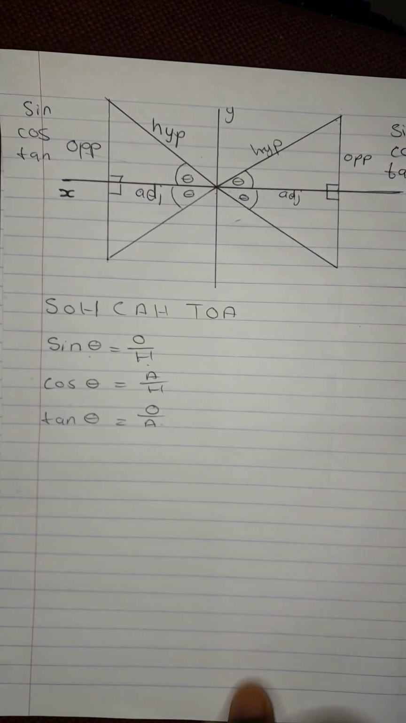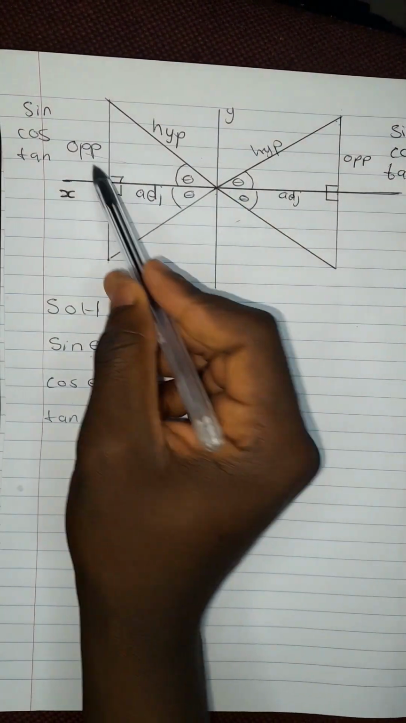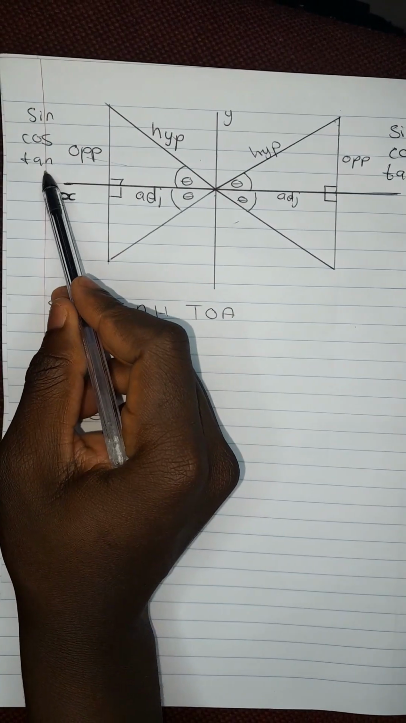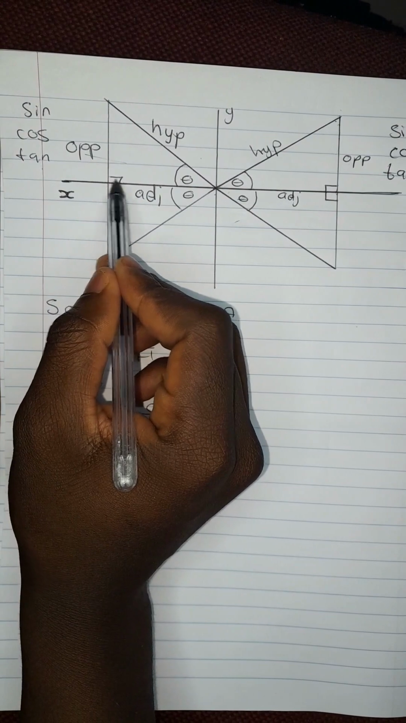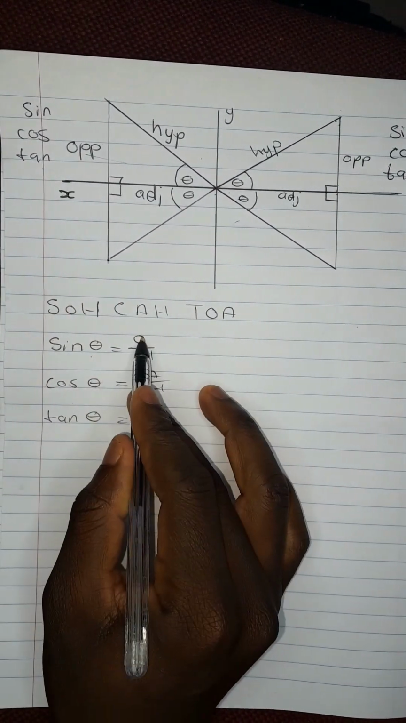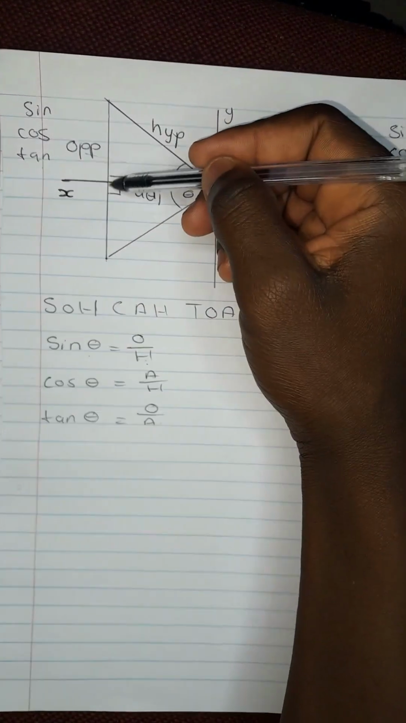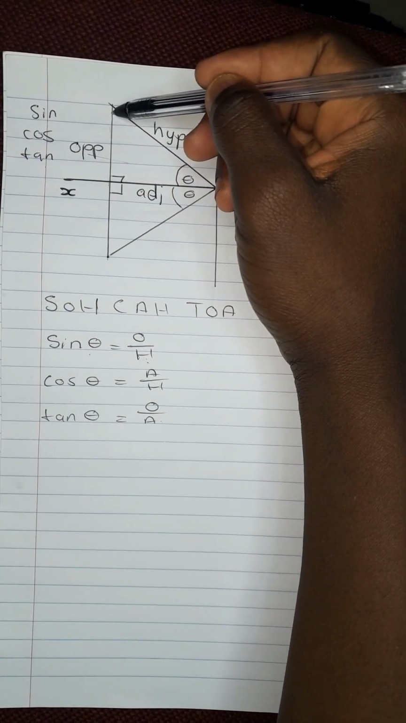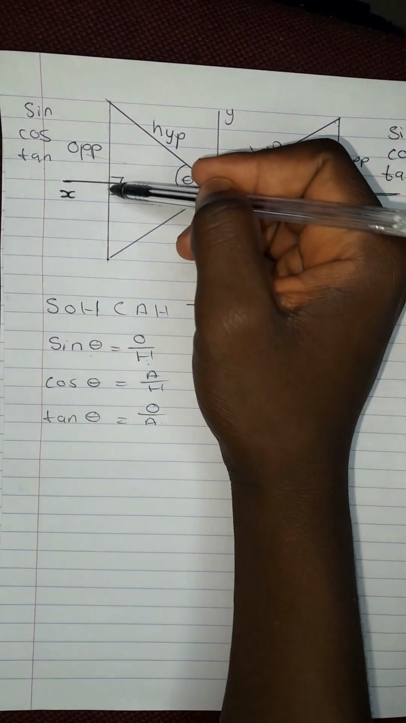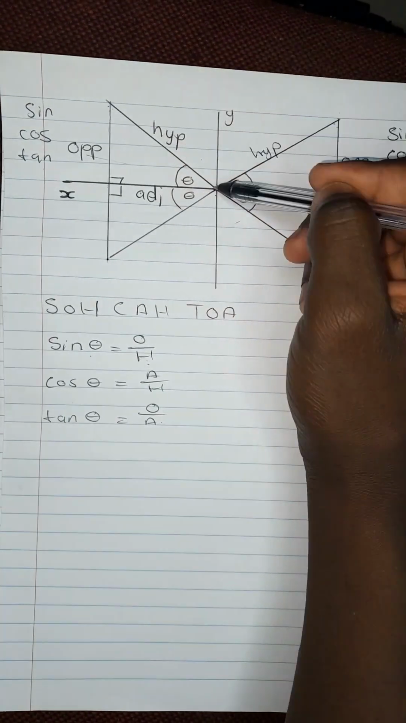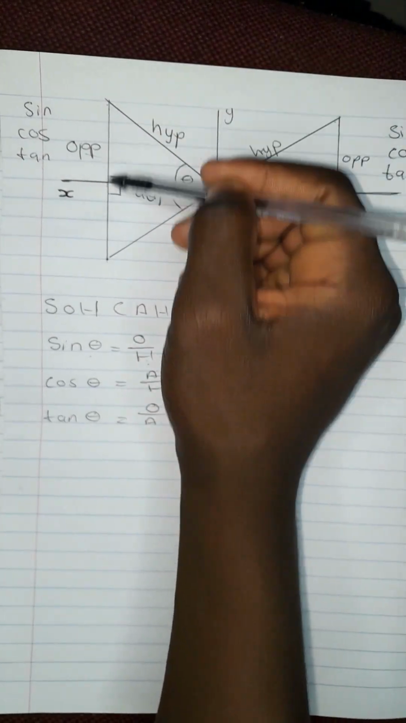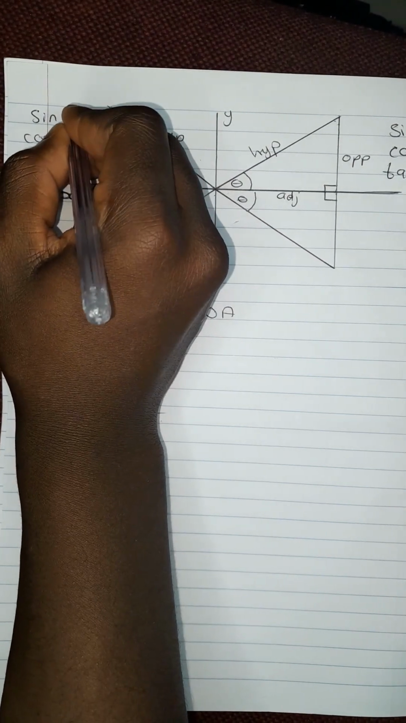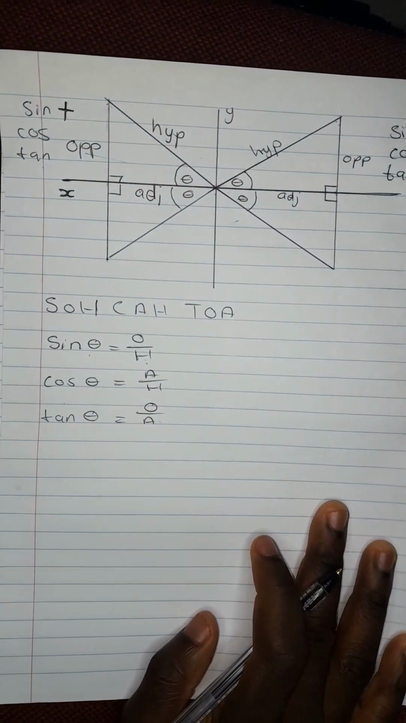Let us check our sine, our cos, and our tan. For sine we have opposite over hypotenuse. Here we have opposite over hypotenuse, meaning my opposite side is positive, divided by my positive hypotenuse. So in here I expect my sine to be positive.